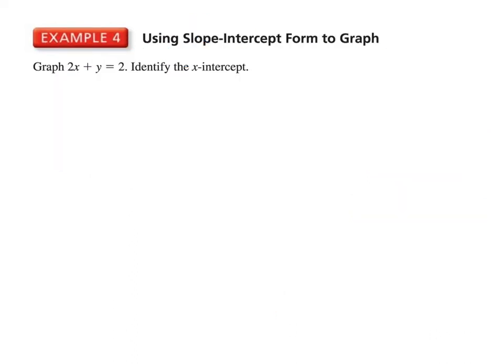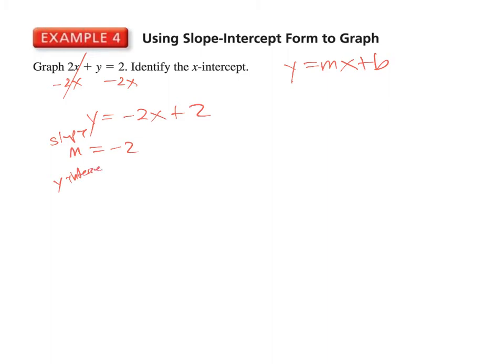Using slope-intercept form to graph. Okay, identify the x-intercept. First thing, let's get our equation in slope-intercept form. So I'm going to subtract 2x here. Get y equals negative 2x plus 2. Now it's in slope-intercept form. So I have m is negative 2. That's my slope. And my y-intercept is 2 as well. So b is equal to 2.